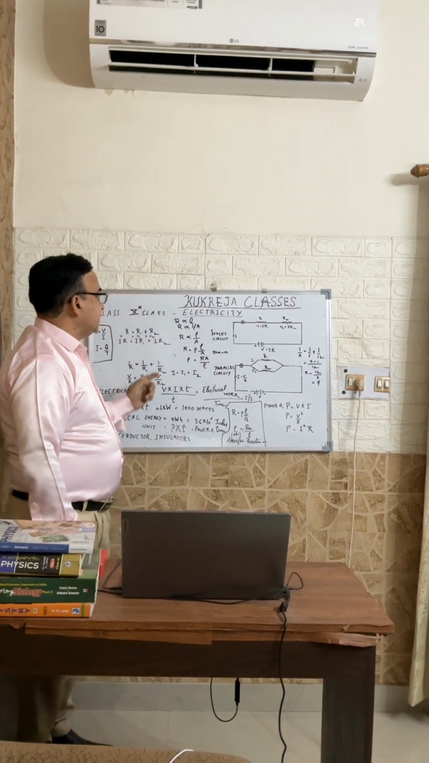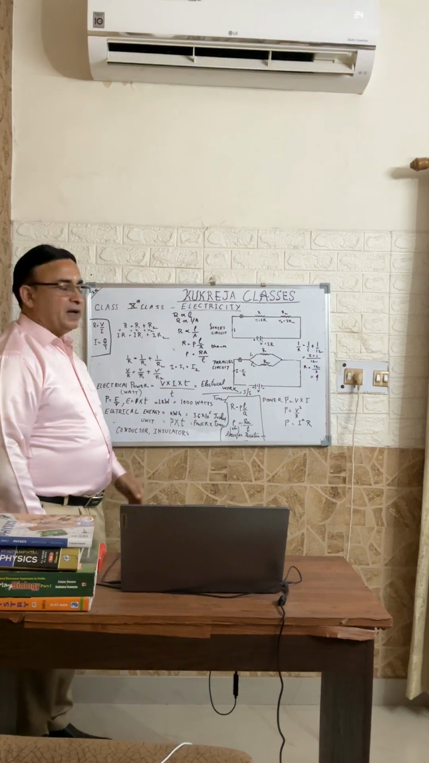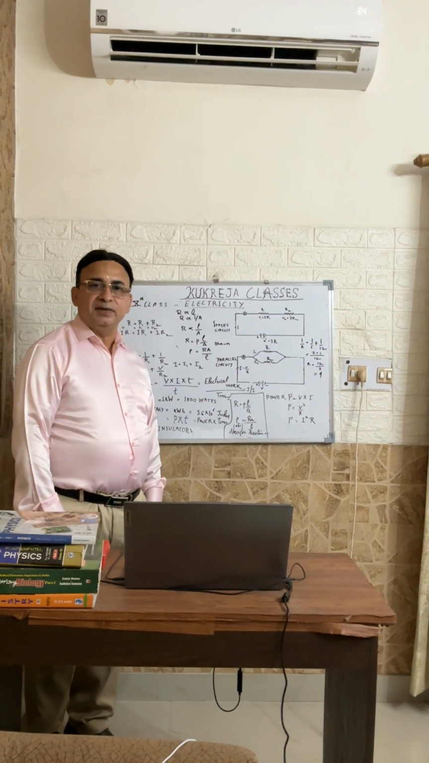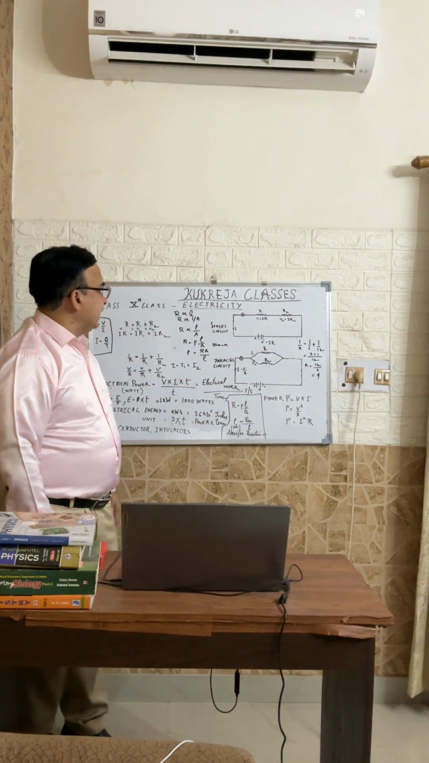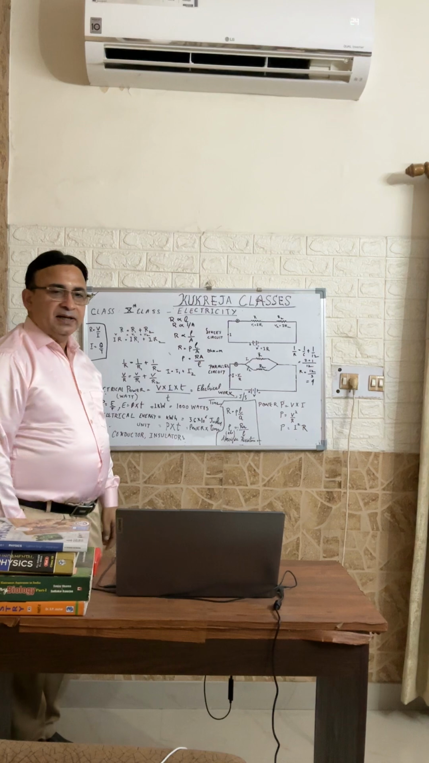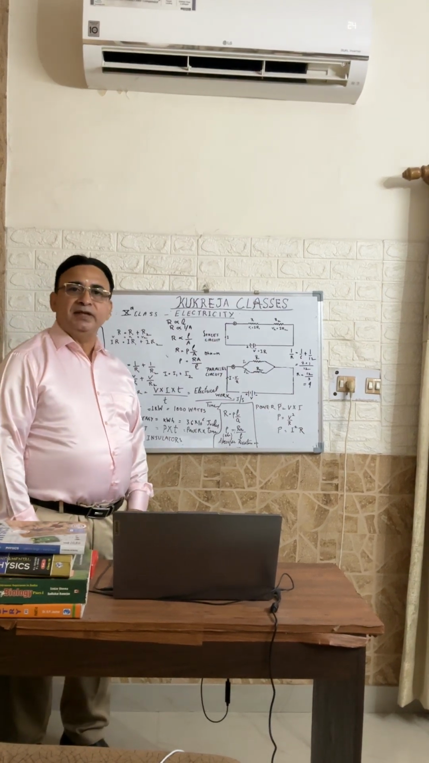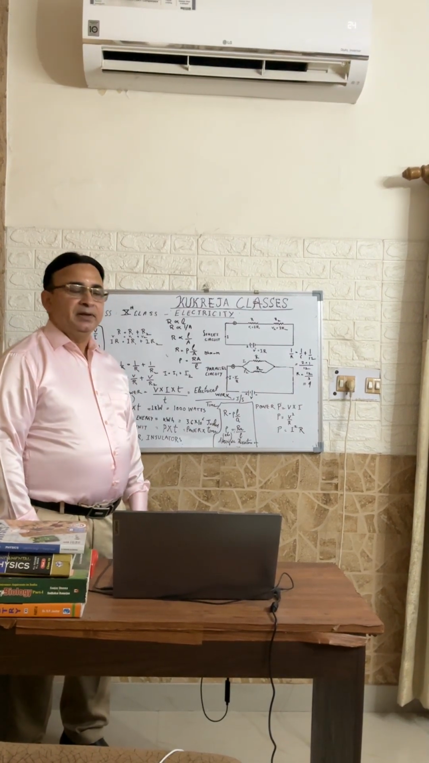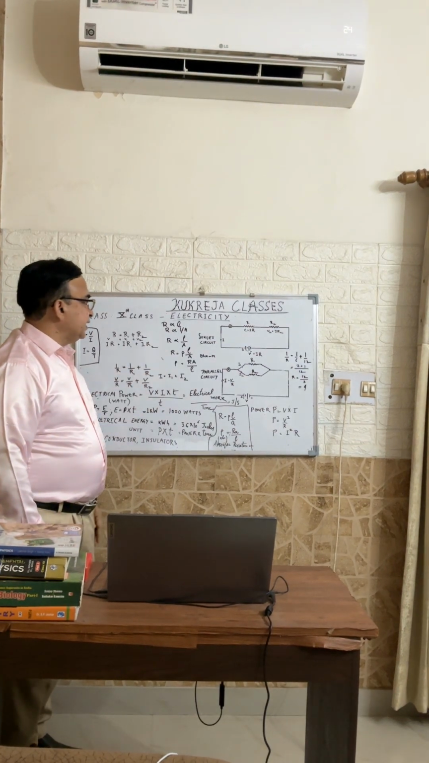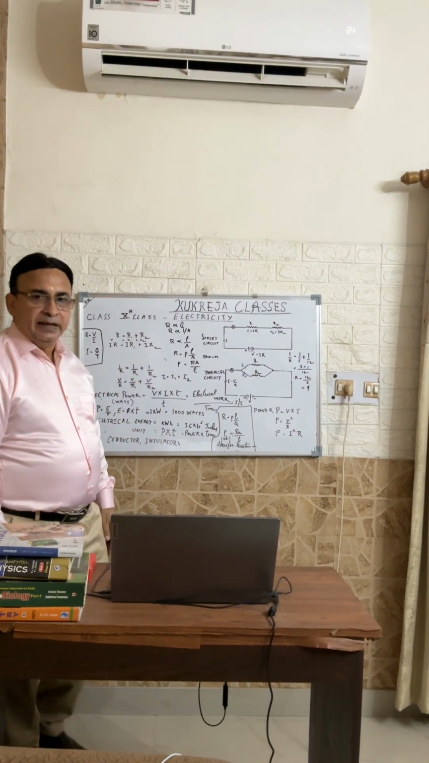So starting with the resistance, it has been found by experiment that the resistance of the conductor is directly proportional to its length, and second, the resistance of the conductor is inversely proportional to the area of cross section of the conductor. Combining these two, resistance of the conductor is proportional to L by A.